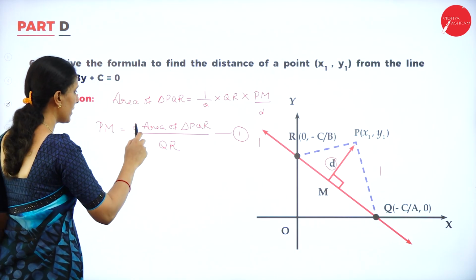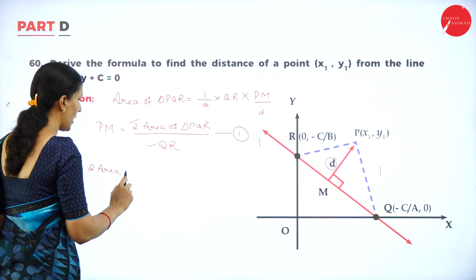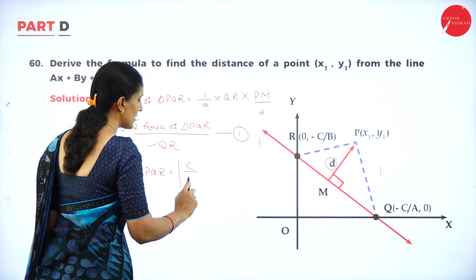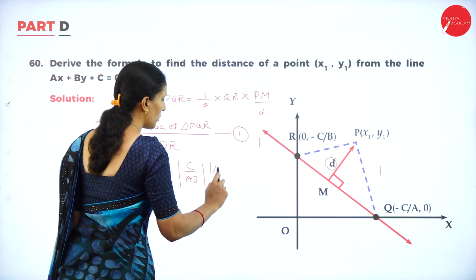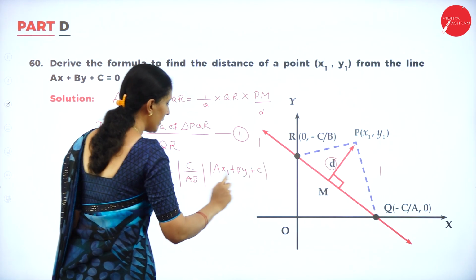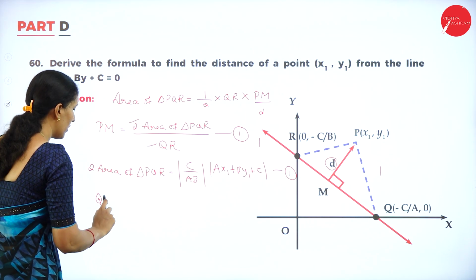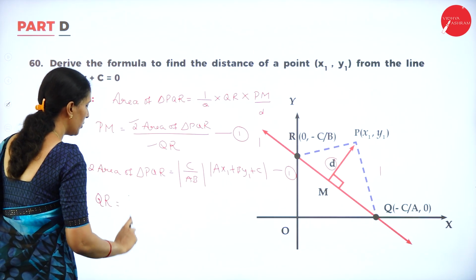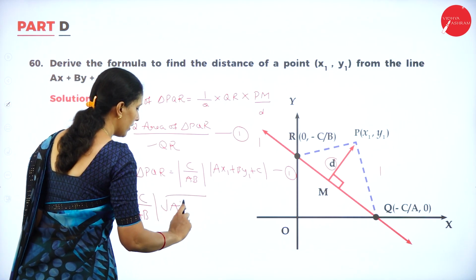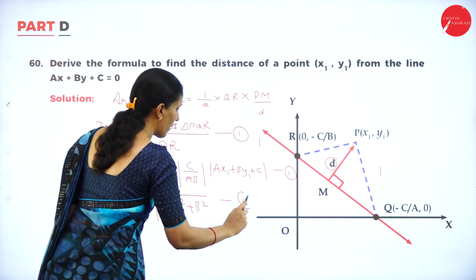Next, after expressing this, you have to find these two. That is, you have to find 2 times area of triangle PQR, that you will get as modulus C by AB into AX1 plus BY1 plus C. So getting this equation again carries 1 mark. Next, you need to find QR. QR you will get as mod C by AB root A square plus B square. Getting this equation again carries 1 mark.